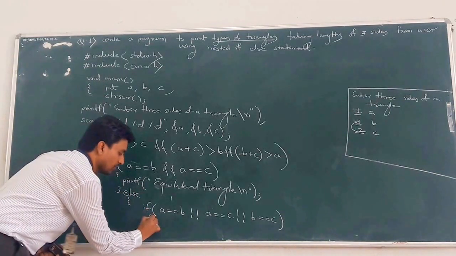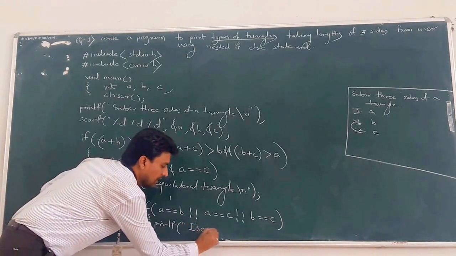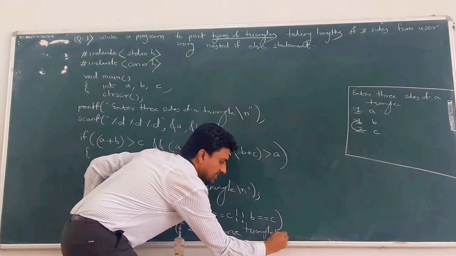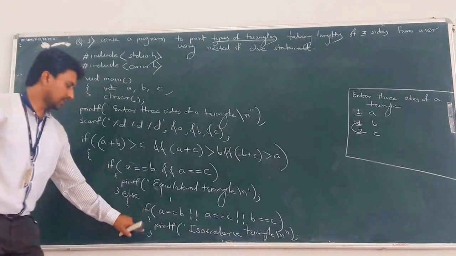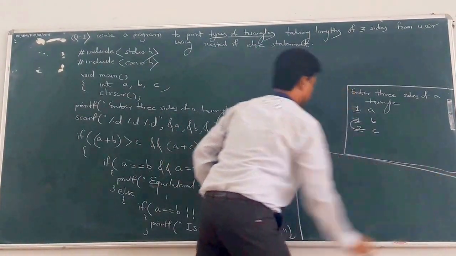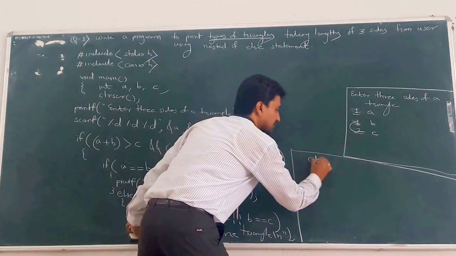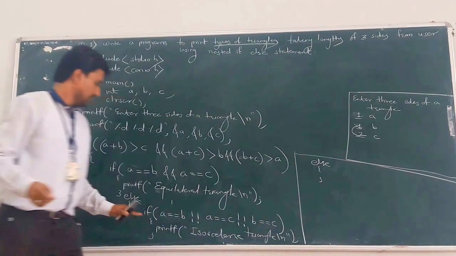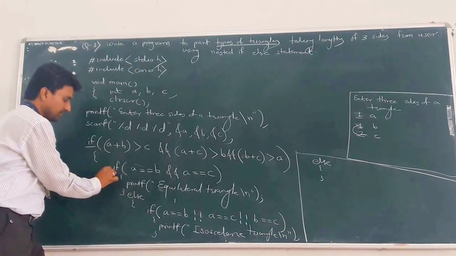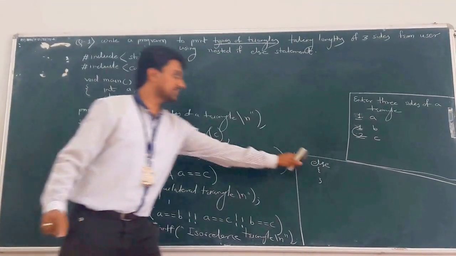At that time, what is the message? printf "isosceles triangle\n" double quotes complete, semicolon, curly bracket complete. Next part. After completion of this if, the next part is else. Else means the third if else. This is the first if else, this is the first if, second if, then third if. The third part of if else is complete here.